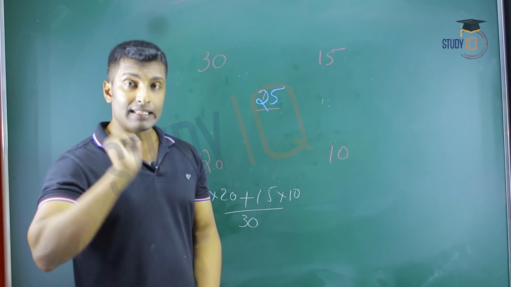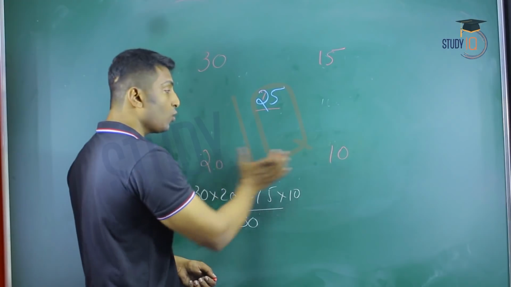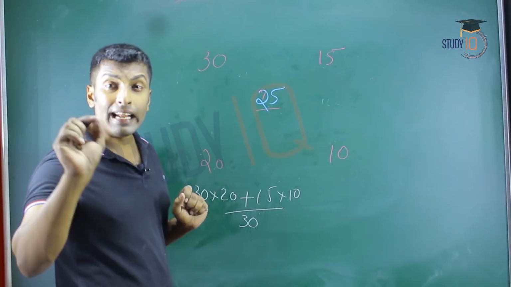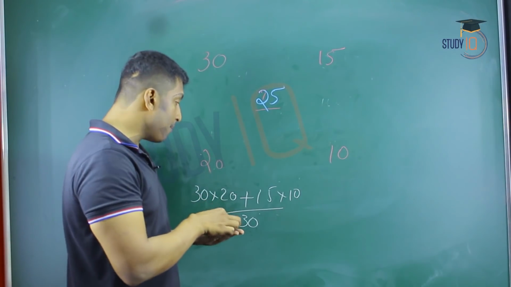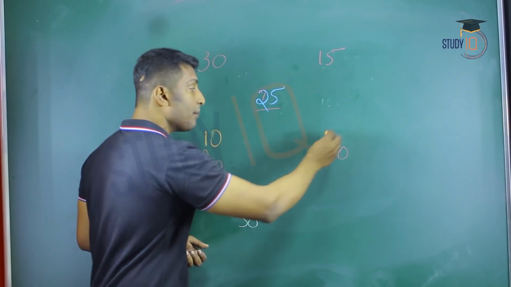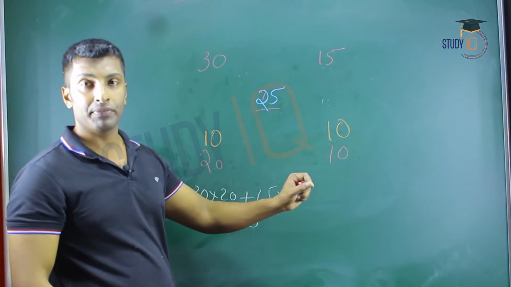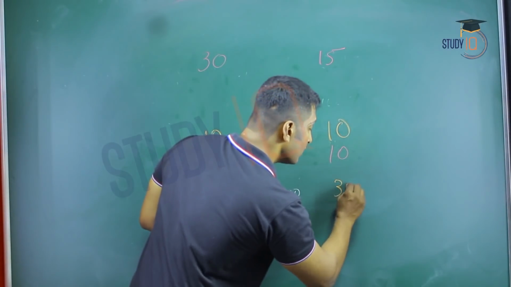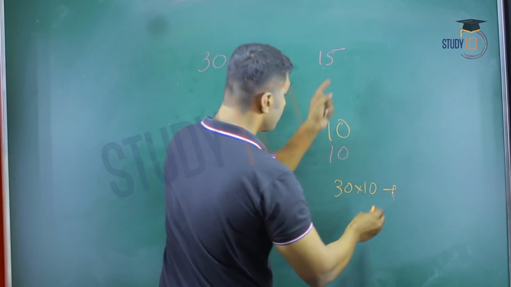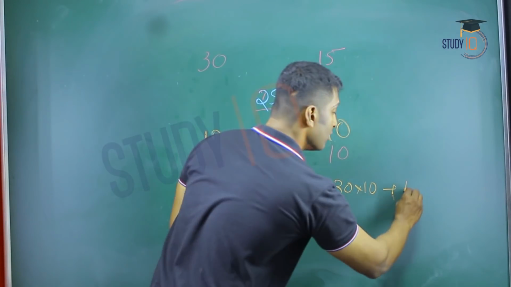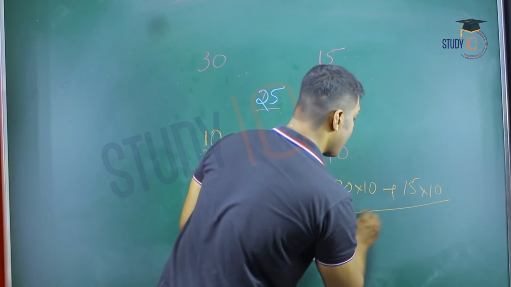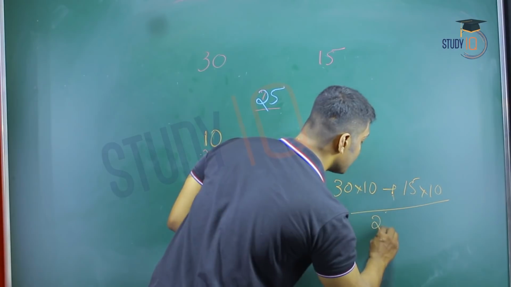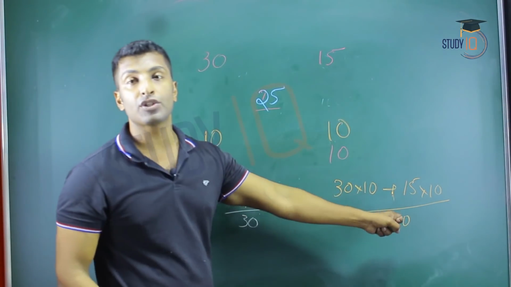Now let me take a different scenario. Here the numbers are different, 20 and 10, right? The numbers are different. That is why you are doing it. Let's suppose the number of boys is 10 and the number of girls is also 10. Both are equal. Then if you follow the same procedure, what happened? 30 into 10 plus 15 into 10, divided by the total number of students, 10 plus 10, that means 2 times 10.